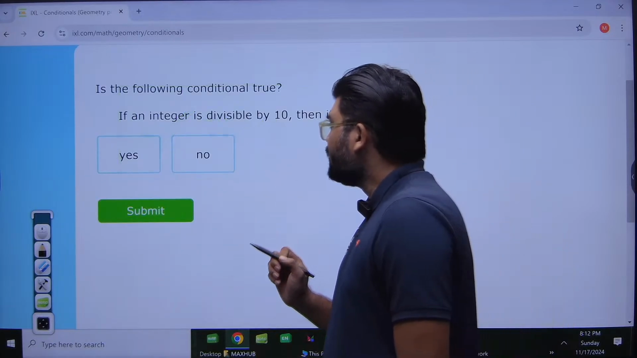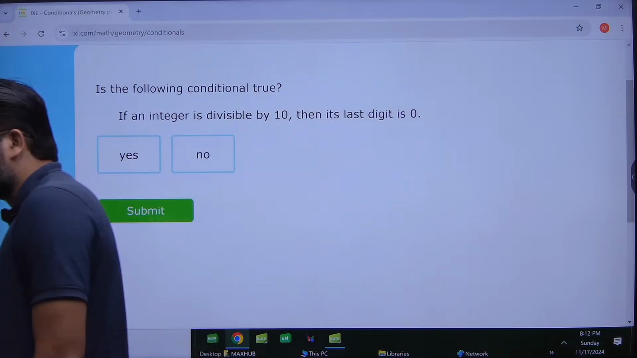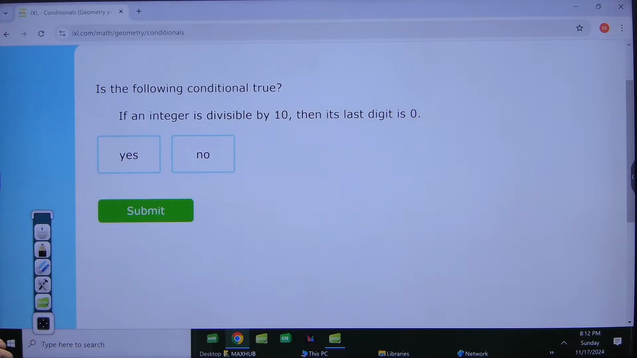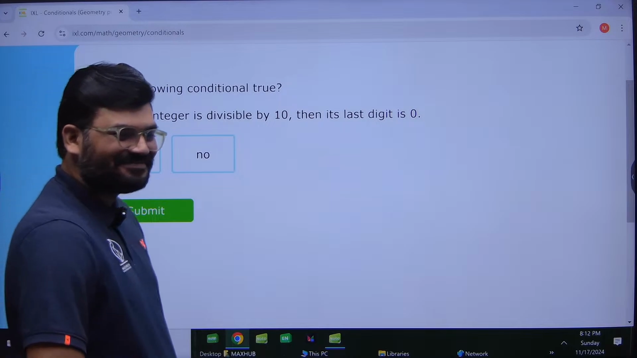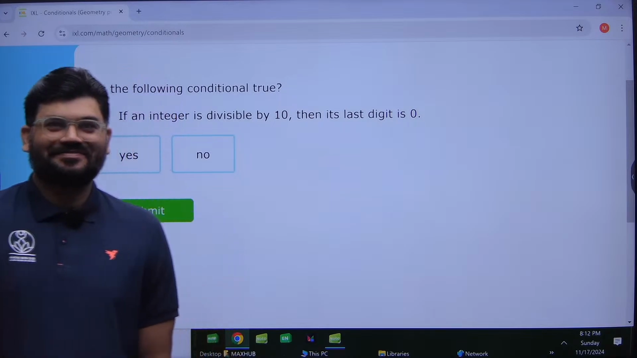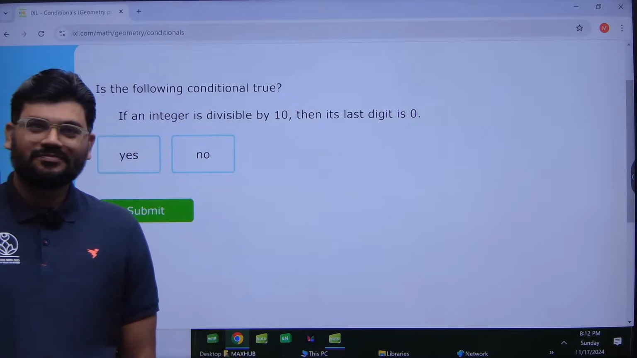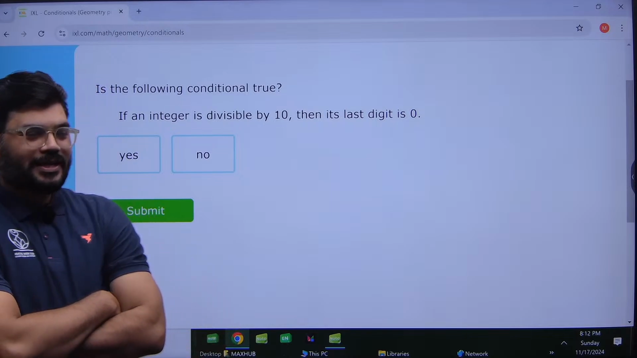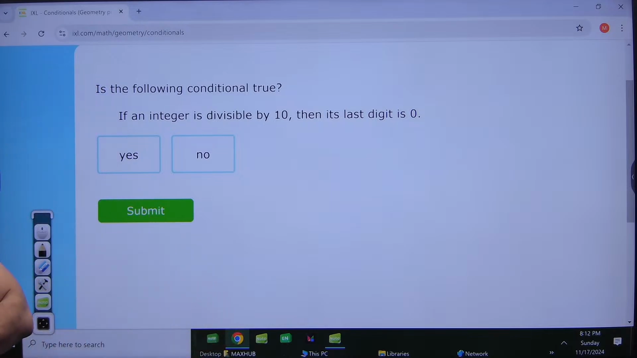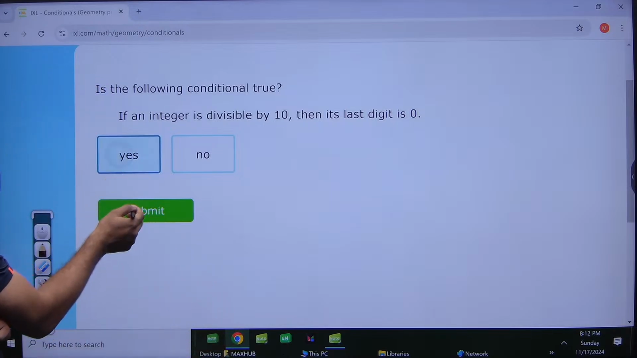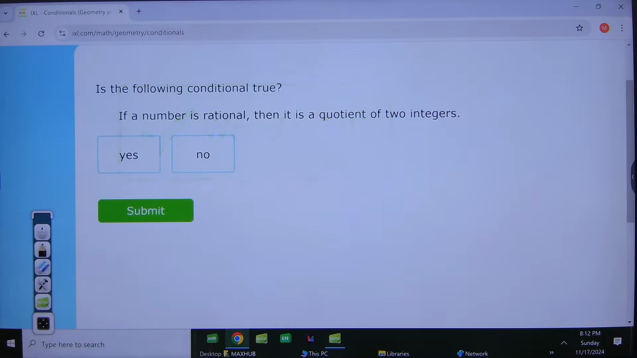If an integer is divisible by 10, then its last digit is 0. What do you say? No. Then tell me a counter example. Oh, wait, divisible by 10. Yes, by 10. Then this is true. So what should I click? Yes. Okay.